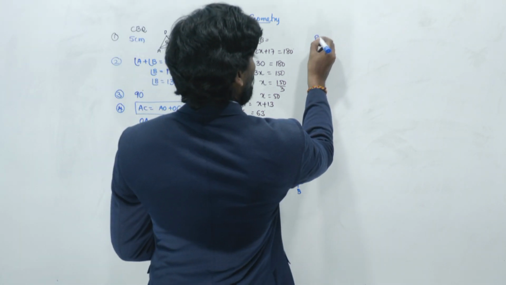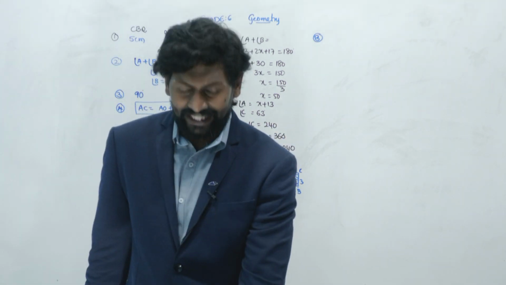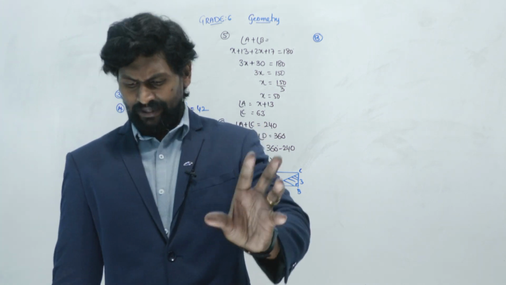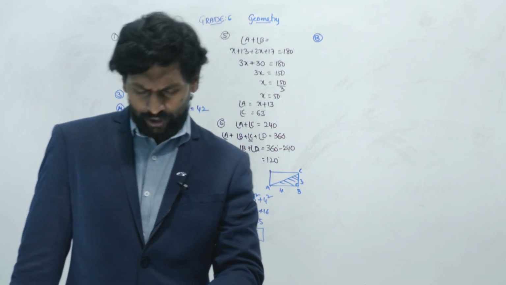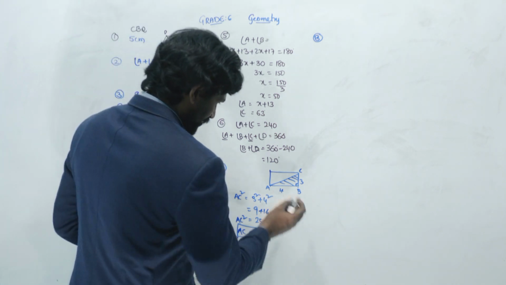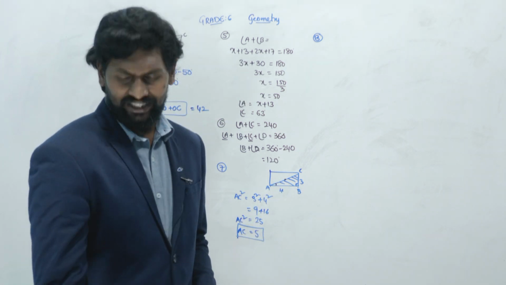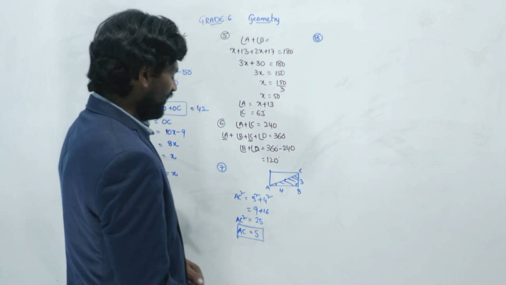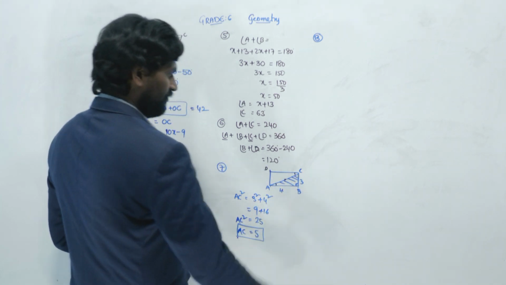Let us move on to question number 8. In a rectangle ABCD, AC and BD are the diagonals which are intersecting at O. Then angle OAB, that means here, if you take this one, OAB is equal to 40 degrees. Then we need to find the value of OCD.